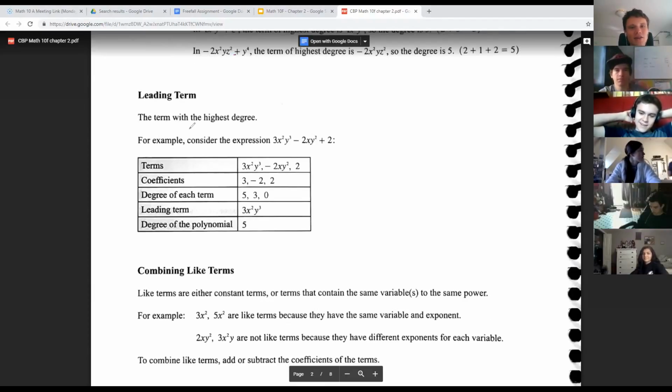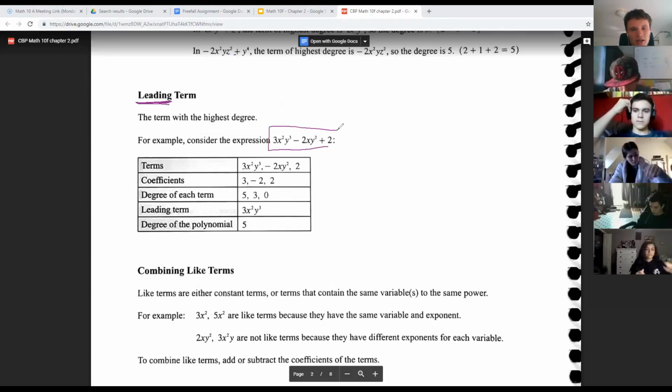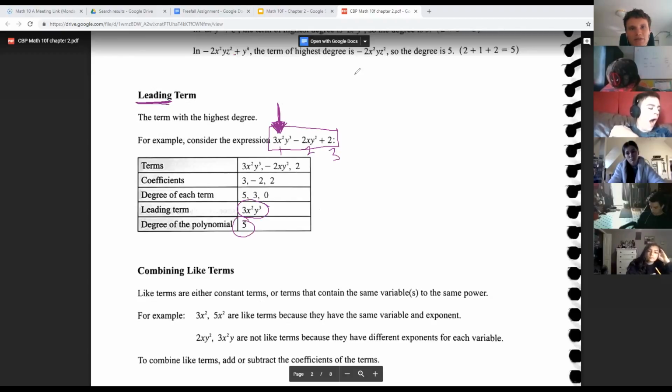Leading terms are the term with the highest degree. We call it leading because we usually put it first. If we ordered things the way that we prefer to order them, the leading term would be first. For example, consider this polynomial. We have 3 terms, 1, 2, and 3. The leading term, of course, is this one here. We've put it in the front. It might not always be in the front. Maybe we've got to do some work to rearrange and put the leading term there. But it's the highest degree one, so that's our leading term. Furthermore, we can tell that the degree of this is 5 because we go 2 plus 3. All righty. Questions?